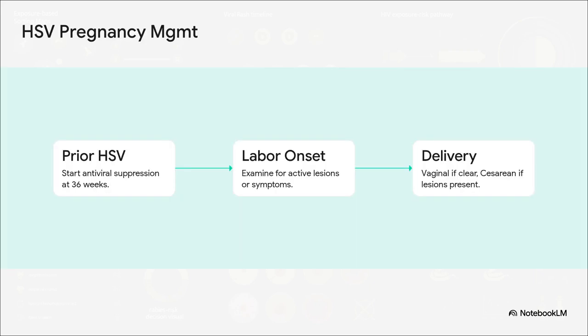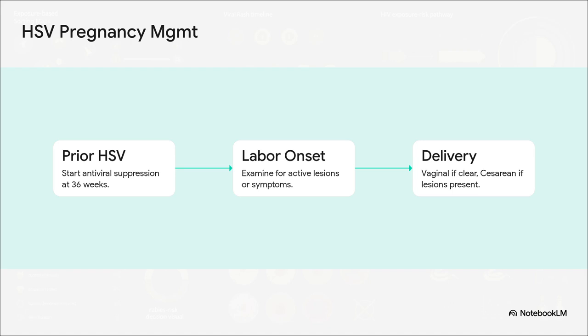Now, managing a patient with a history of herpes simplex virus during pregnancy follows a very strict logic tree. Step 1. If there's a prior HSV infection, you start antiviral suppression, typically acyclovir or valacyclovir, at 36 weeks of gestation. Step 2. When the onset of labor begins, you absolutely must explicitly check the patient for active lesions or prodromal symptoms, things like burning or tingling.